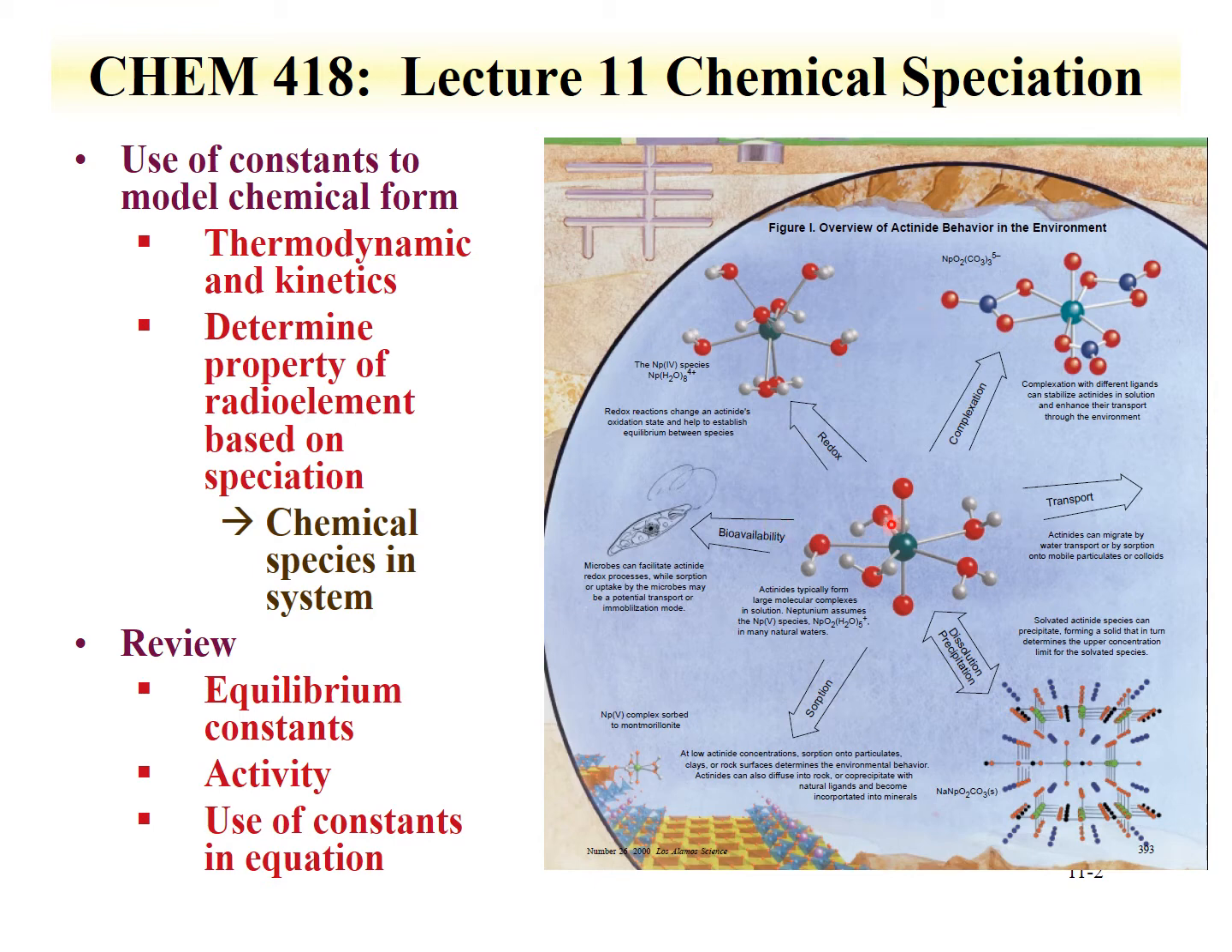All these different species will have different transport properties. So imagine if I have neptunium in the environment, if there's some neptunium in an aquifer, how does it behave? All these chemical reactions come into play. And we can determine the speciation, the different chemical forms, based upon constants. So in this lecture, we're going to review equilibrium constants. We're going to talk about activity, chemical activity, as opposed to radioactivity. And then we're going to give an example of the use of constants to determine and calculate the speciation of metal ions.